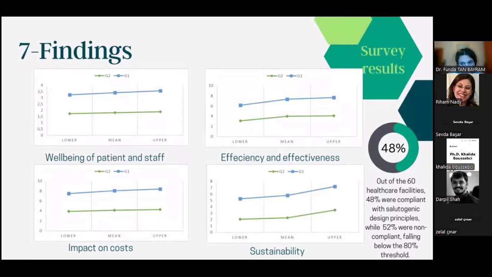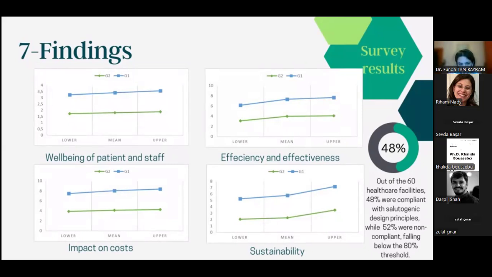for the 2 groups. Group 1 shows a higher average score in well-being with 1.8 compared to group 2 with 1.6, indicating slightly higher levels of well-being of patient and staff. In terms of efficiency and effectiveness, group 1 demonstrates a higher average score with 4.2 compared to group 2 with 3.7, indicating a more positive impact on staff experience.